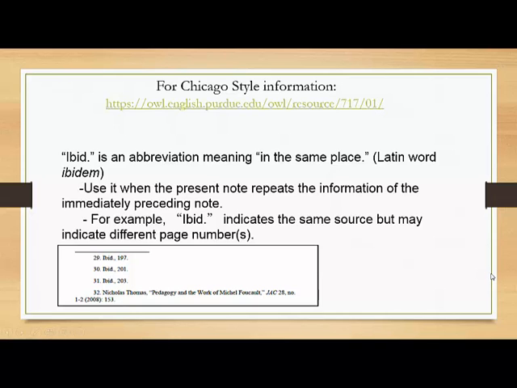Ibid is an abbreviation meaning in the same place. Let's say you used a source in one paragraph and again in the next paragraph without any other sources between them. Instead of typing all of the citation again, you can type Ibid period. If the second paragraph is the same source but from a different page number, put a comma after Ibid period and the page number. Once you use a different source and then the first one again, you'll have to type that information.